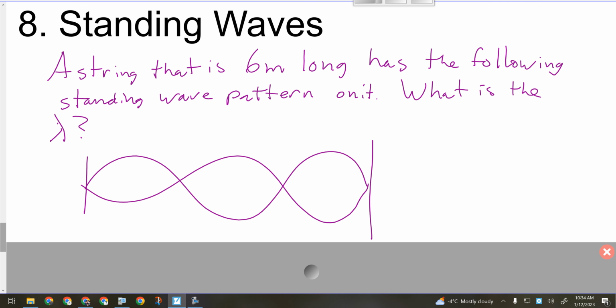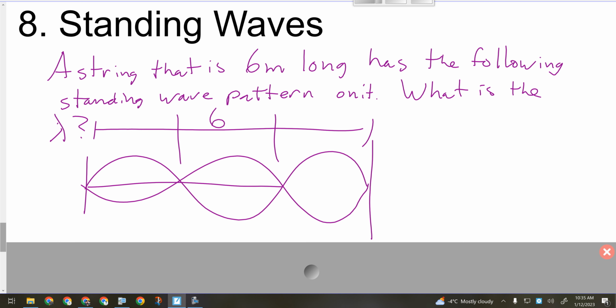You could do it if you're a really good visual processing person. You could go, this is 6 meters, so that would be 2, 4, 6. Oh, so that's one wavelength right there. That would be 4 meters. If you're a visual person, you could do it that way. If you want to do it mathematically, you can say 6 meters equals 1.5 wavelengths, because there's 1.5 waves on that string. Then divide 6 by 1.5, you will also get 4. Either way.